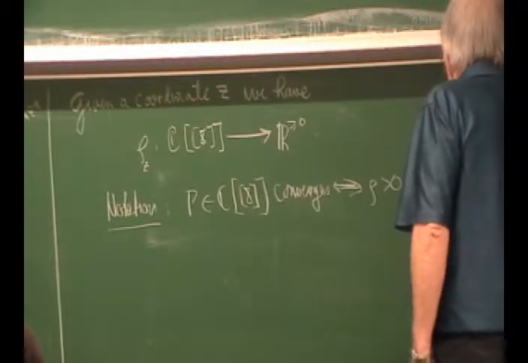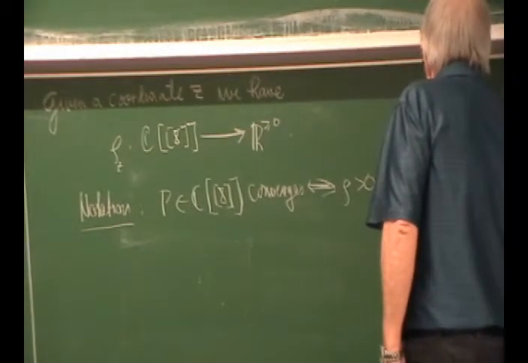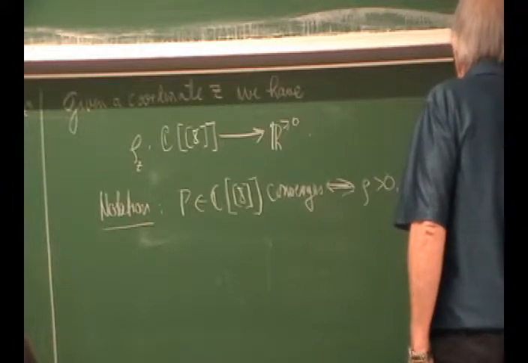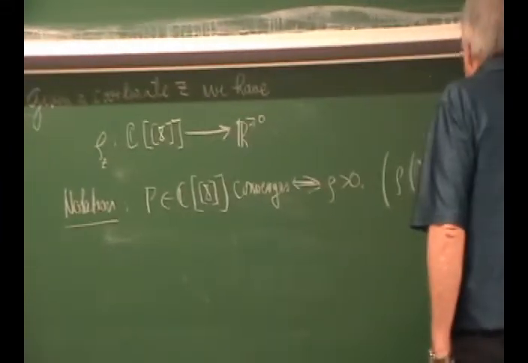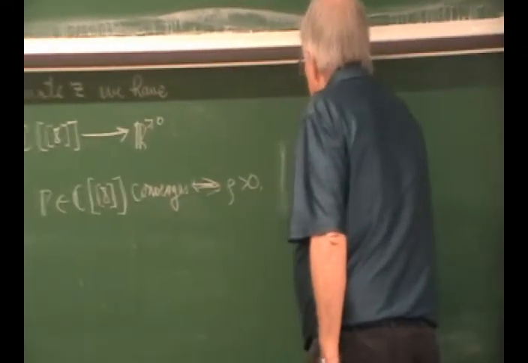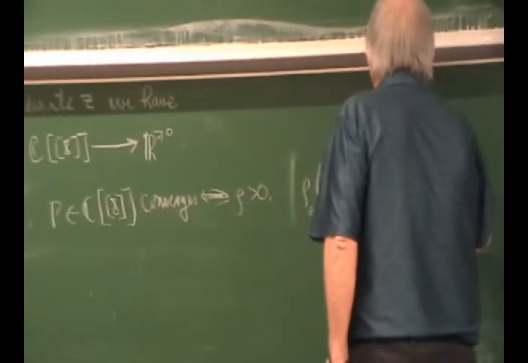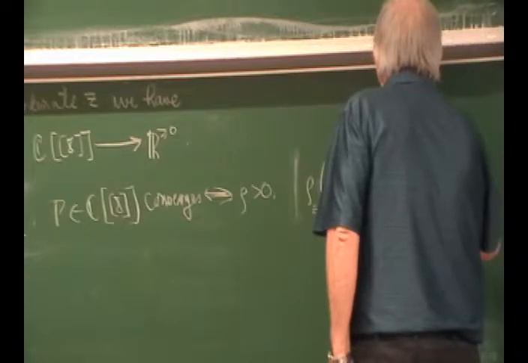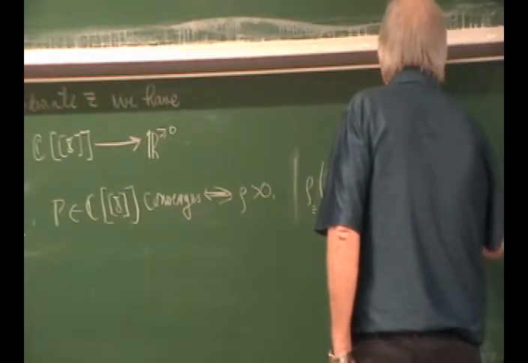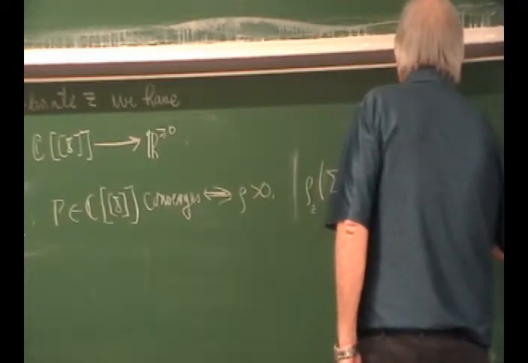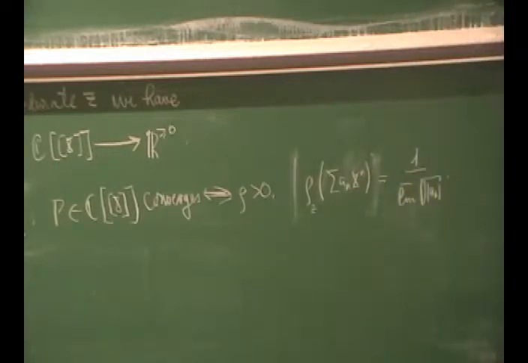Let me write it down. Rho of the sum a_n x^n, of a formal power series, of course depending on this coordinate, but that's okay, equals 1 over lim sup. It's a terrible thing.